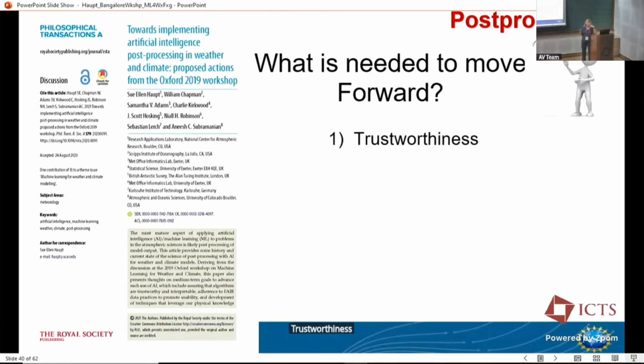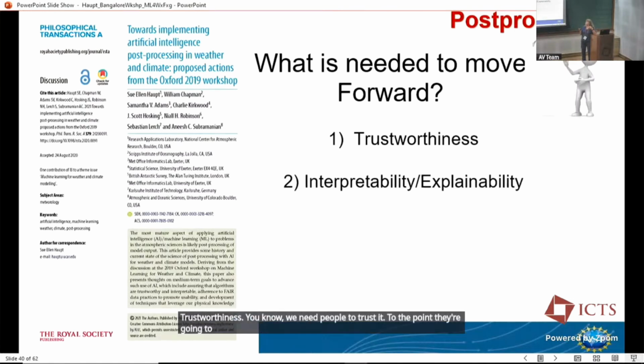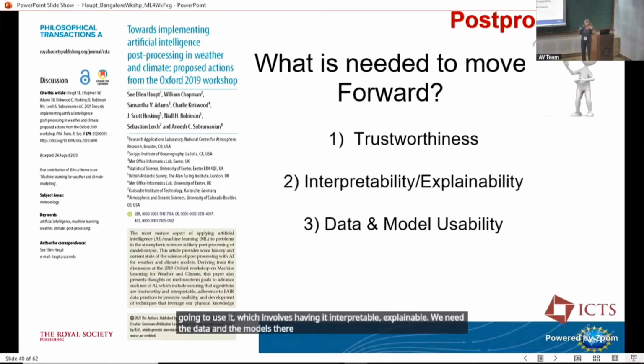Trustworthiness. We need people to trust it to the point they're going to use it, which involves having it interpretable, explainable. We need the data and the models there that are usable.